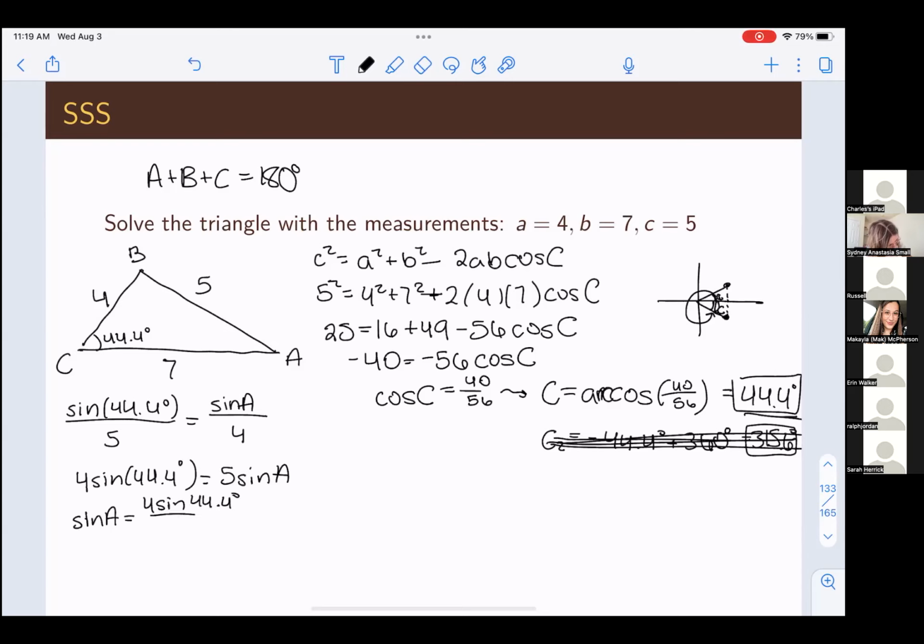44.4 over 5. I don't know what any angle A with that sine, so I have to use my arcsine function to get that A is equal to the inverse sine of 4 sine 44.4 degrees all over 5, which is approximately 34 degrees.